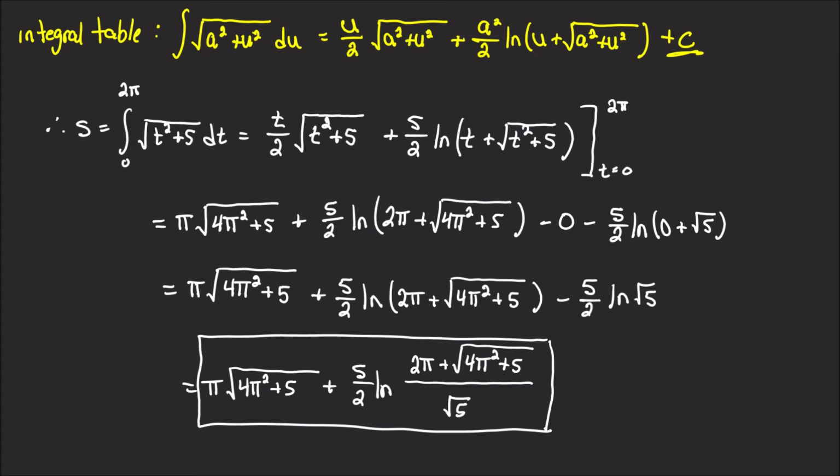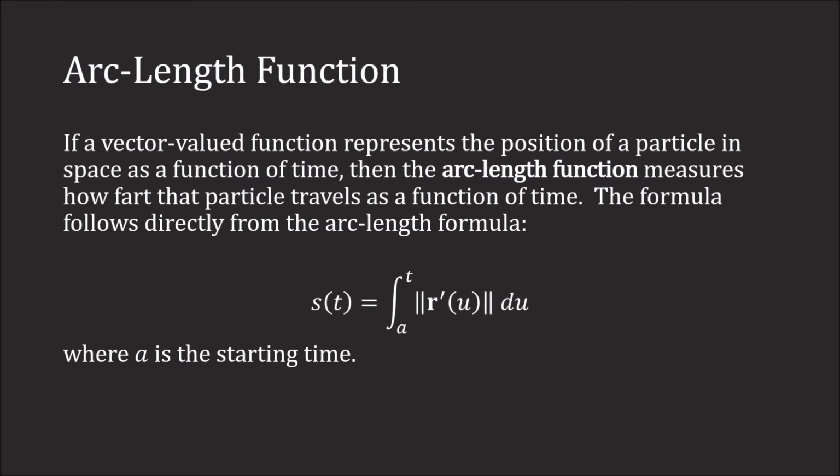All right, so now we're going to look at what's known as the arc length function. So if a vector valued function represents the position of a particle in space as a function of time, an arc length function measures how far that particle travels as a function of time. The formula follows directly from the arc length formula. So the arc length formula, remember, was s is equal to the integral from a to b of the magnitude of r prime of t dt. So to turn it into a function, we just say s of t is equal to the integral from a to t of the magnitude of r prime of u du, where a is the starting time.